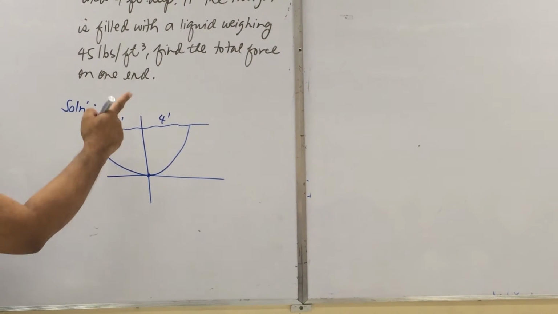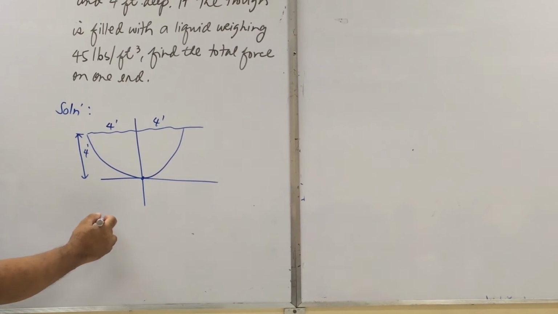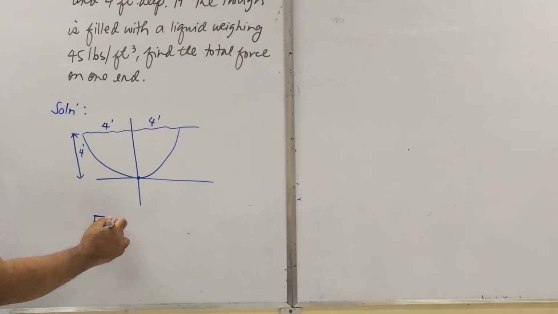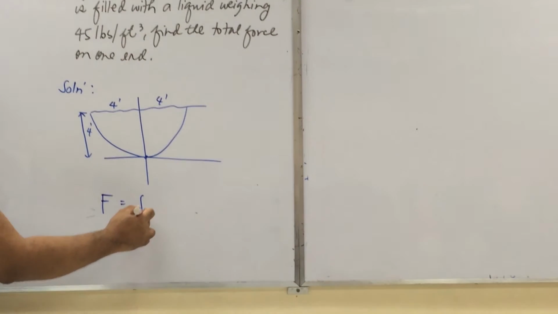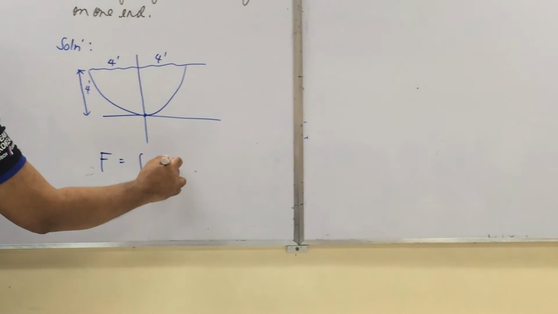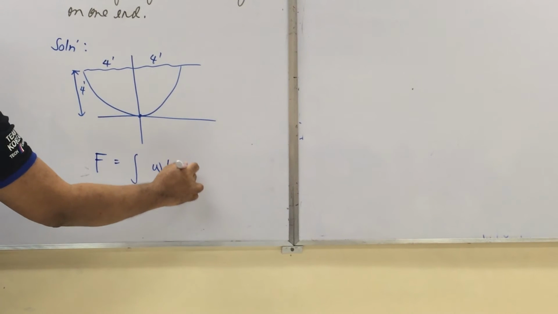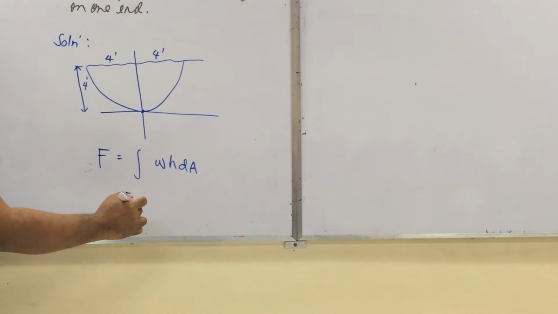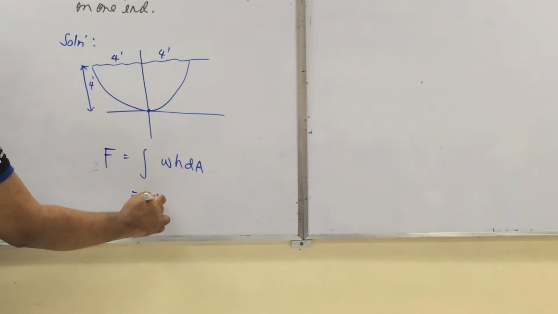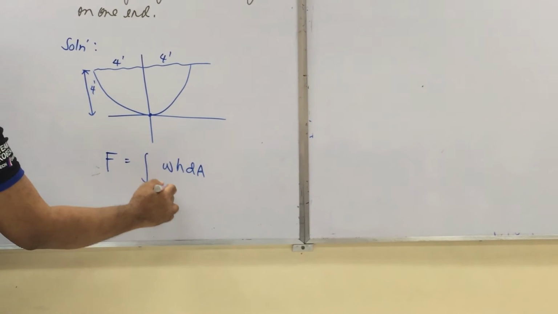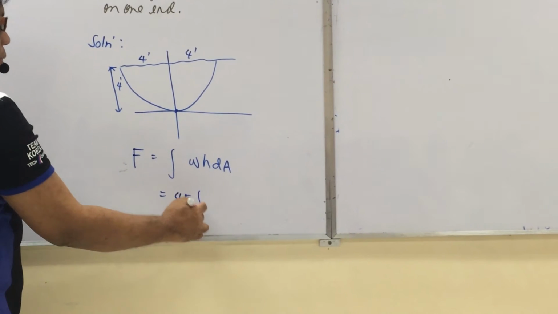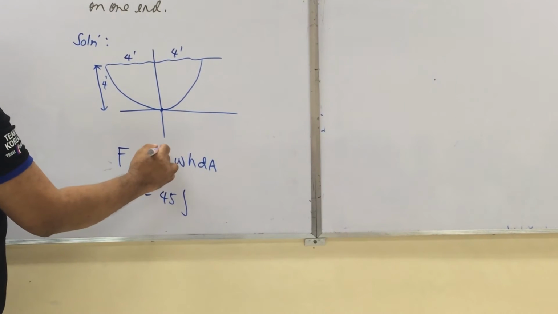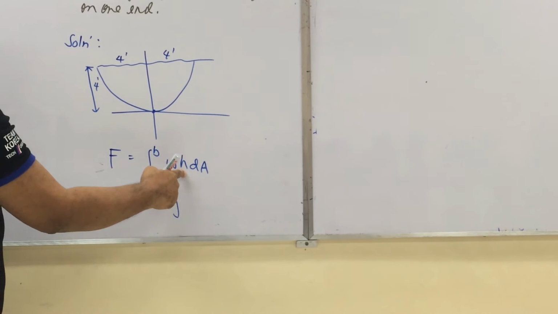So we're going to find the total force on one end. In finding the total force on one end, again we have the formula to be used. That is the integral of W h dA. W is given as the weight density, so it is 45 pounds per cubic feet. And then we have the height.